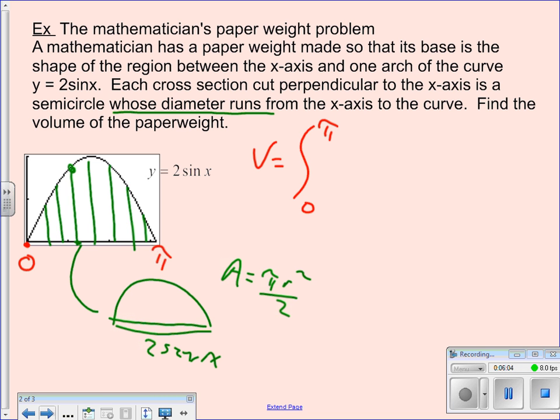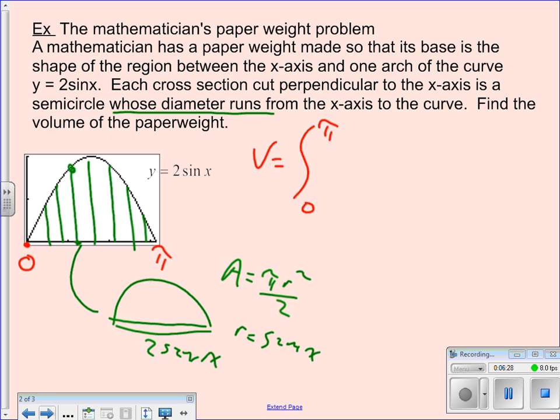What's the radius then? 2 sine x divided by 2. Right? If 2 sine x is all the way across the diameter, that means the radius is the sine of x. Does that make sense?